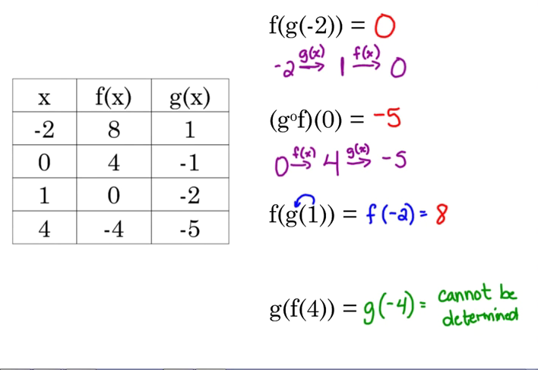Now, if we had the equation for g of x, sure, we would just plug in -4. If we had the graph of g of x, we could go to x equals -4 and we could get the y value. But we don't have any of those things. So based on the information we're given, we cannot find the value of g of f of 4. Okay, so you may not always be able to solve some of these. Okay, questions about compositions with tables?